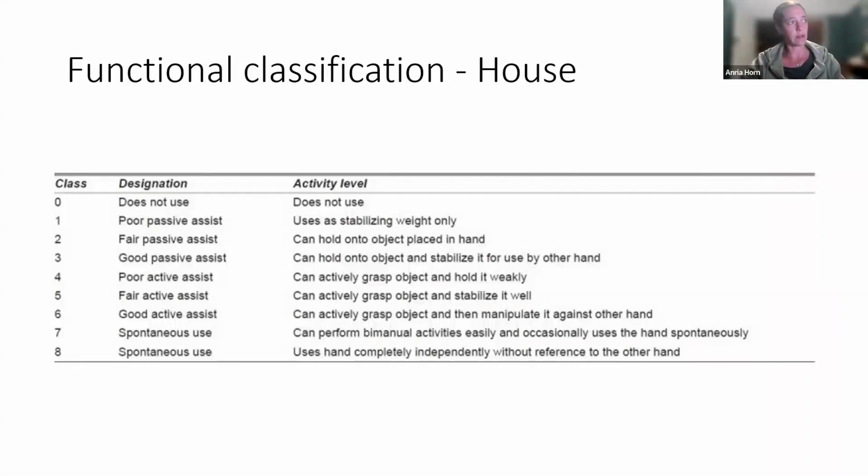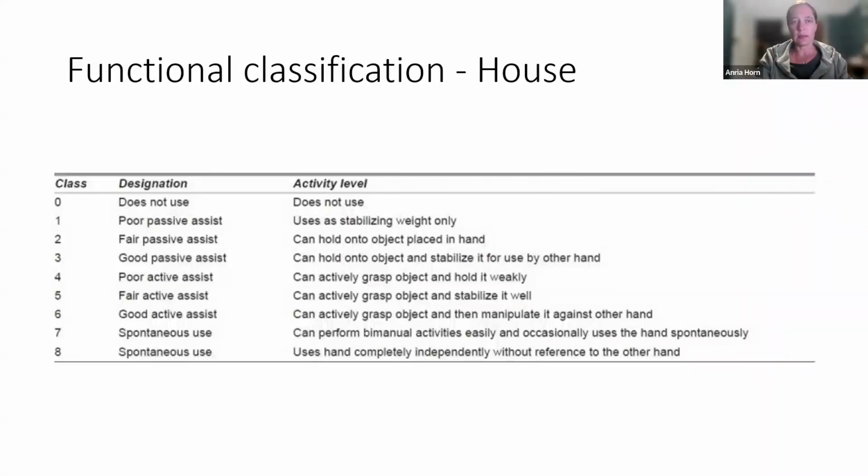It's a functional classification. It's quite a long one. I don't know it by heart, but it groups it into the broad categories of passive assist, which is essentially, I can put my hand down and hold a piece of paper there, but my hand itself cannot do anything. Then there's active assist, where my hand is doing something on its own, and then spontaneous use. So that's a nice way of thinking broadly of what the function of the upper limb is.